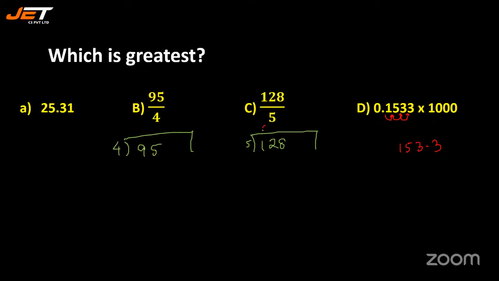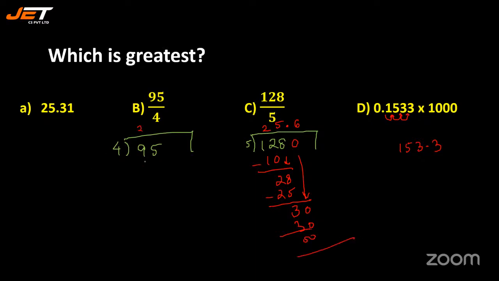Now 5 times 2 is 10. 2 here, 8 here. 5 times 5 is 25. 3 here, putting an extra 0, bringing it down. 5 times 6 is 30.